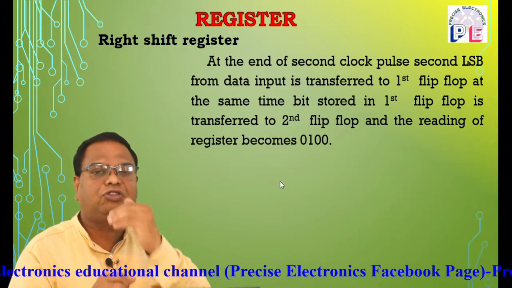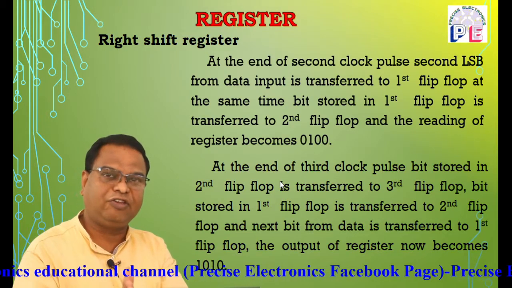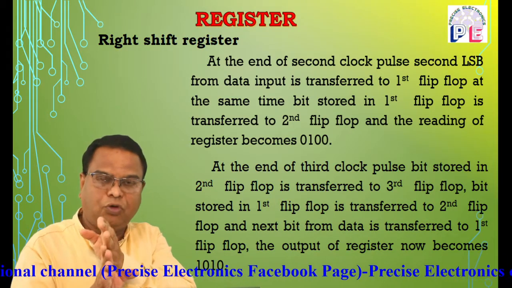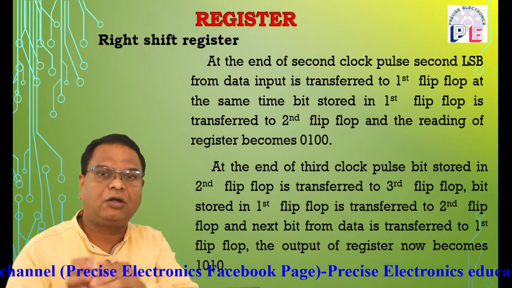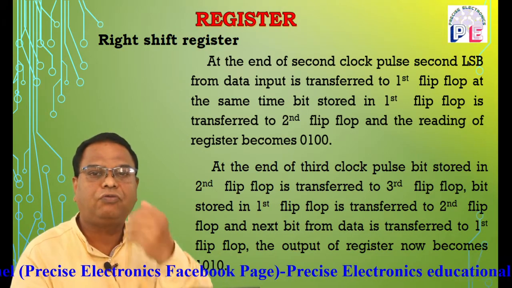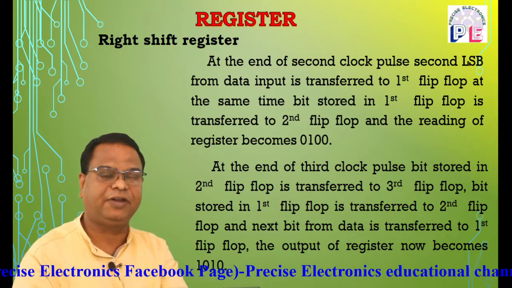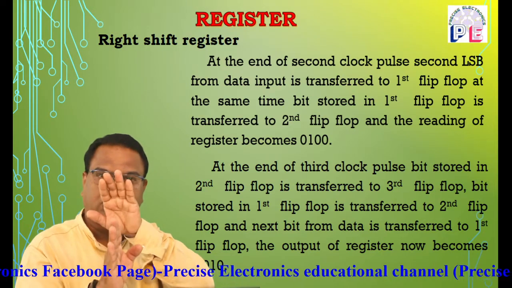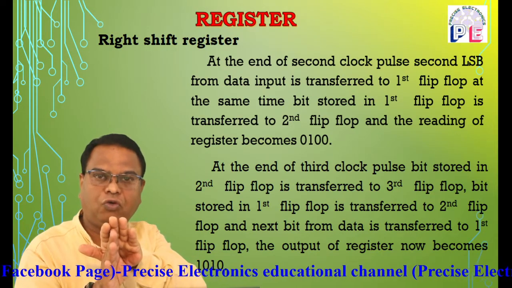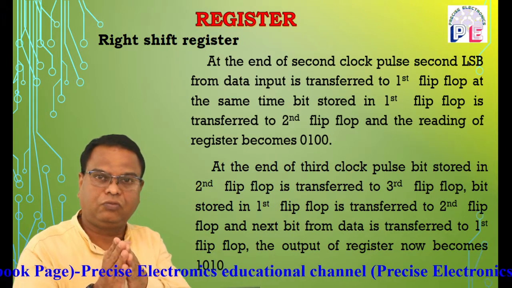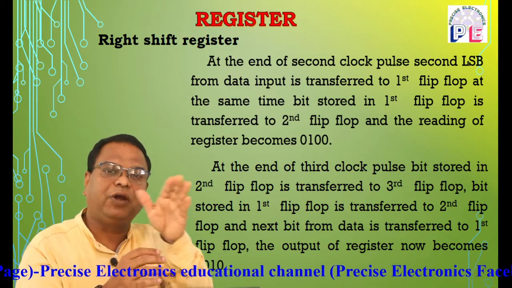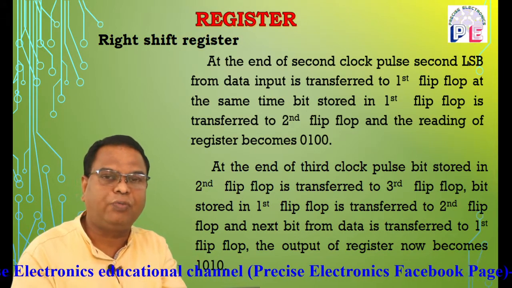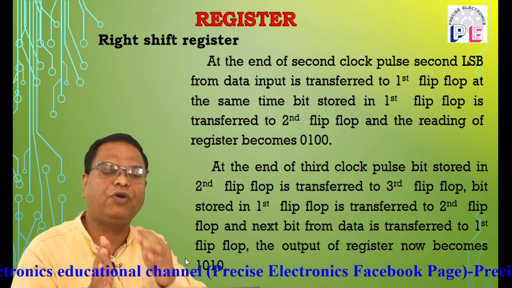Next, the third clock is applied. At the negative edge of the third clock pulse, the next bit from the data input is shifted into the first flip-flop, and that bit is high, that is 1. So 1 is shifted into the first flip-flop. The bit stored in the first flip-flop, that is 0, is shifted to the second flip-flop. The bit stored in the second flip-flop is shifted to the third flip-flop, and so on. So once again, in this case, the output has now become 1 0 1 0.